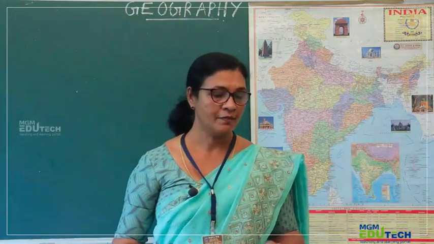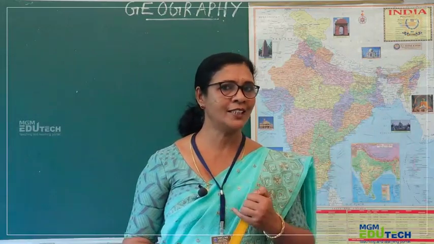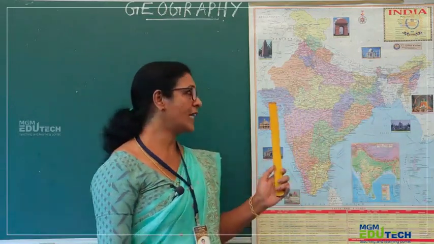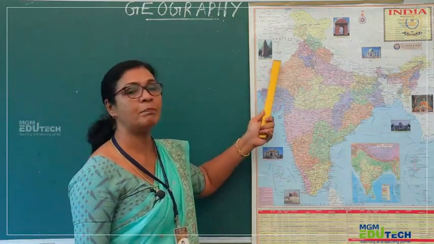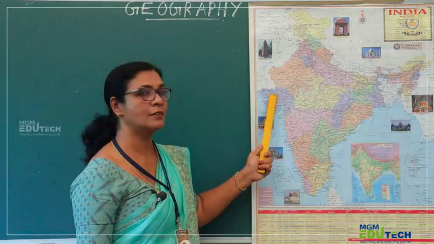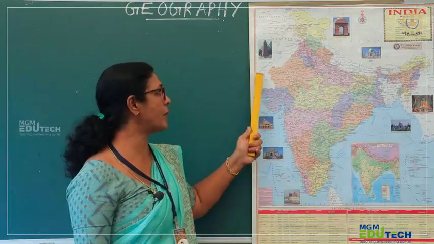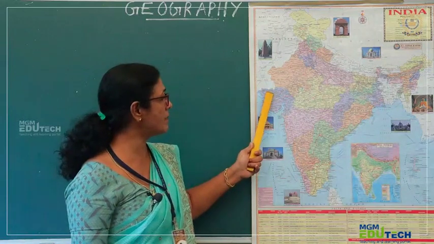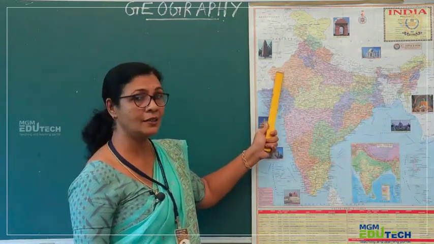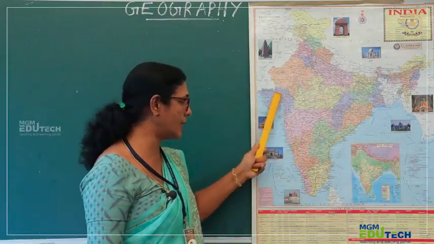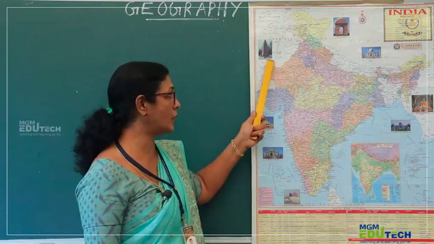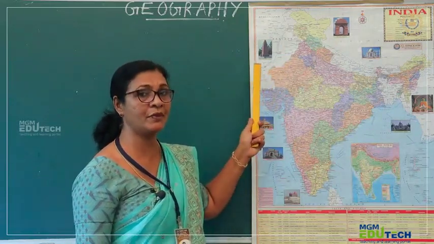Okay, children, we have seen the states and union territories of our country. Now we will learn the neighboring countries of India. Let's start. Which are the neighboring countries? We will start from our northwest. We have Pakistan here. The states that have common frontiers with Pakistan are Gujarat, Rajasthan, Punjab and Jammu and Kashmir, as you can see from this map. These are the states of India which share a common boundary with Pakistan.